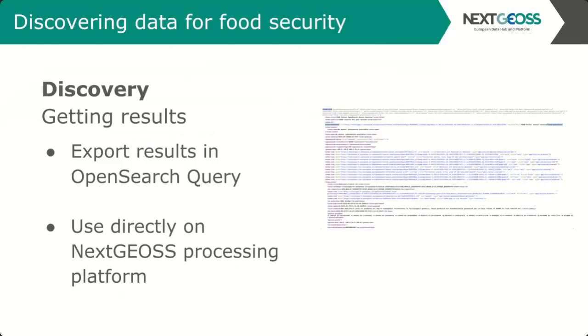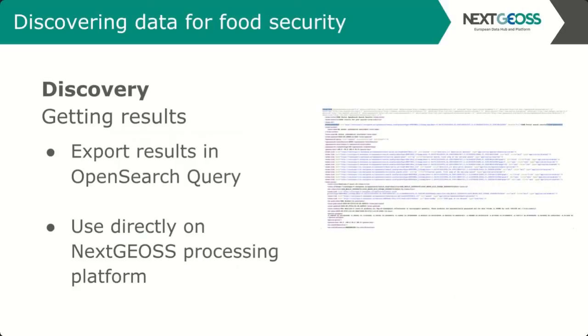So that's what Jovanka also showed: with one click of the button, you can export the results of the query that you do on the NextGEOSS catalog to an OpenSearch URL. And when you enter this URL in the browser, you get exactly the same results as from your query within the web application in the UI. But the main advantage is that you can use this OpenSearch query directly in your processing workflow that is running on the NextGEOSS cloud platform.